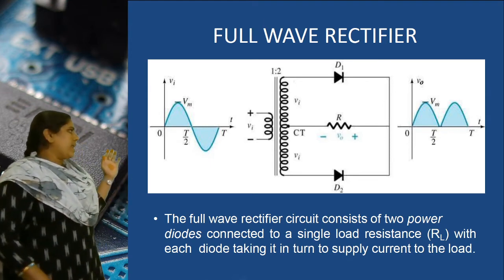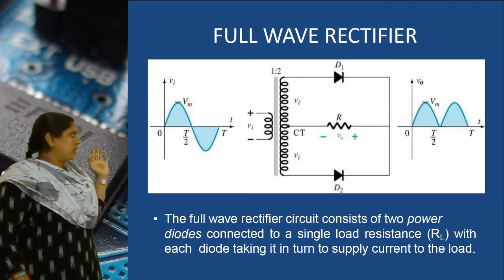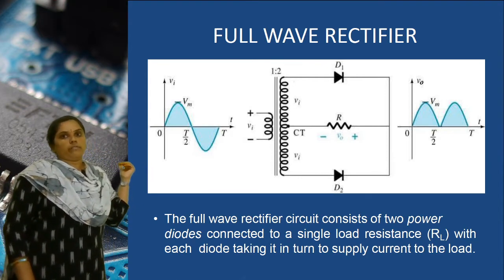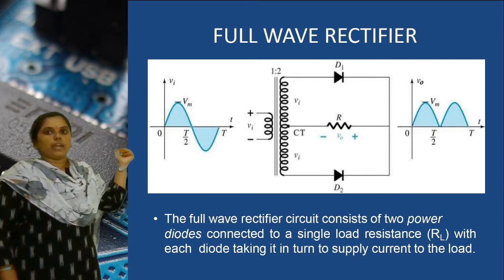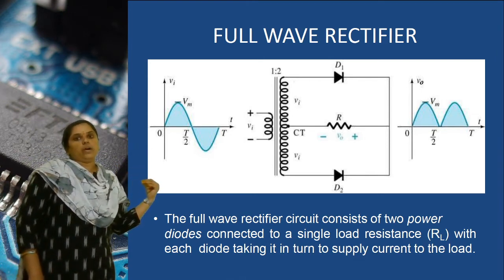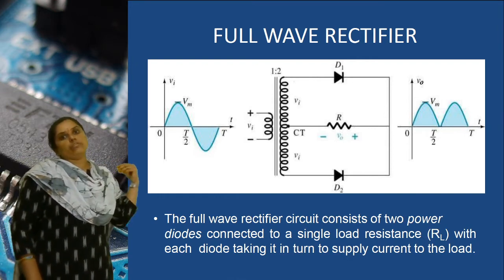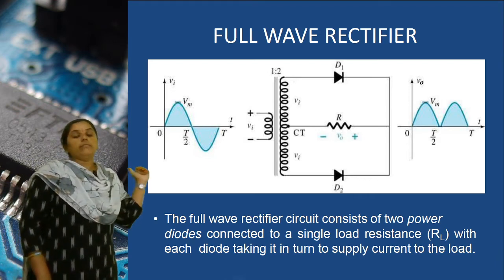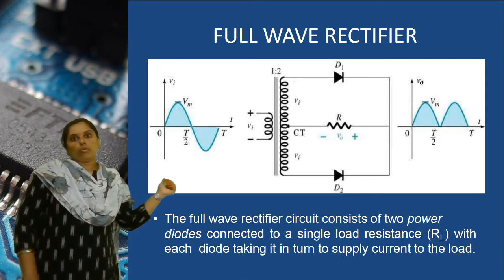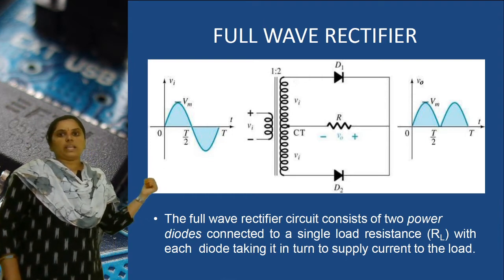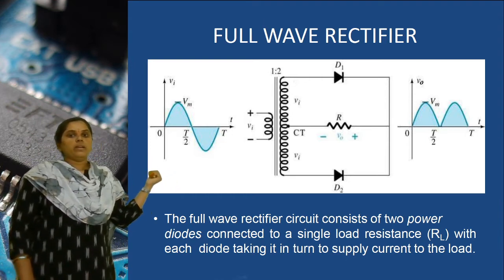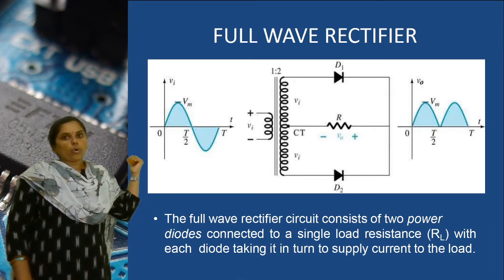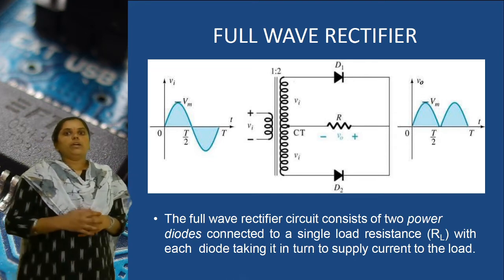This circuit diagram shows the full wave rectifier. In the half wave rectifier we use only one diode; in the full wave rectifier we use two diodes. The main drawback of the half wave rectifier is that when we apply the full wave signal, we get only one half cycle, and the remaining half cycle is zero. We get zero output. That is the main drawback of the half wave rectifier. To overcome that drawback, we use the full wave rectifier.